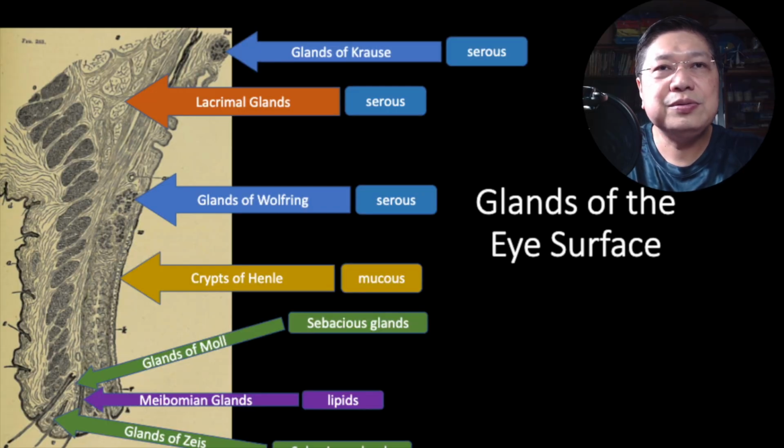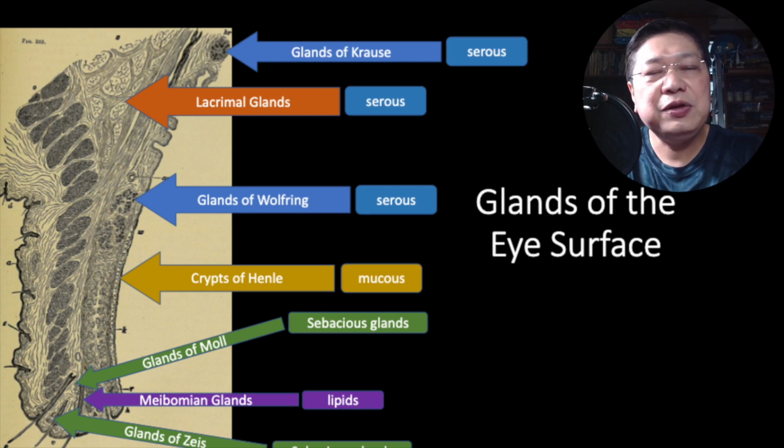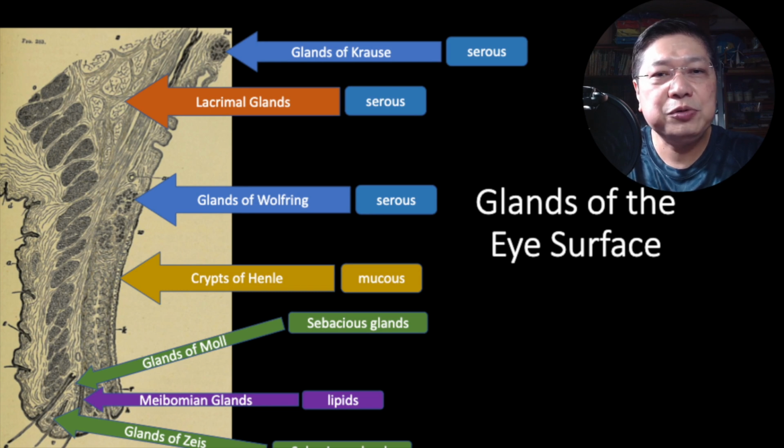This is how many glands you have on your eye surface, and this is just on the eyelids. You have glands even in your eyeball, but okay, so the glands of Cross and Wolfring would be the ones on top, glands of Cross and Wolfring.